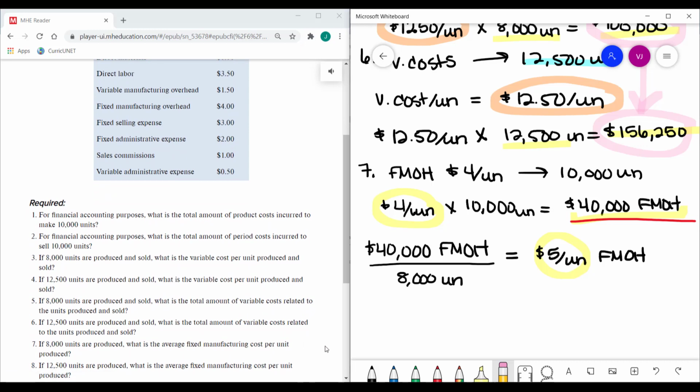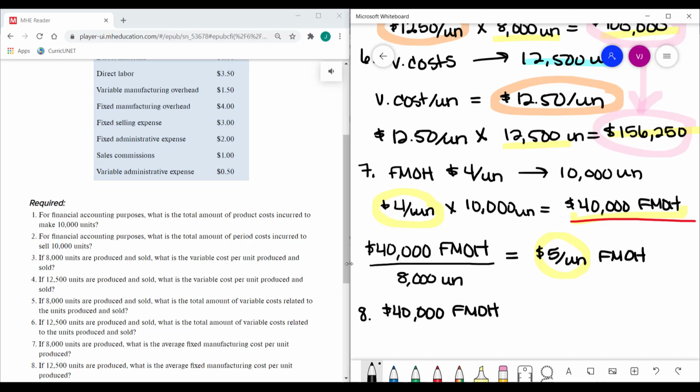If 12,500 units are produced, what is the average fixed manufacturing cost per unit produced? So we're going to do the exact same thing here, right? Now we're going to really illustrate how that fixed overhead per unit changes when you ramp up production from 8,000 all the way up to 12,500 units. And just keep in mind, we're still within that relevant range, so this will still apply. So what's our fixed overhead each and every period? Well, we know that to be $40,000, right? A fixed manufacturing overhead each period.